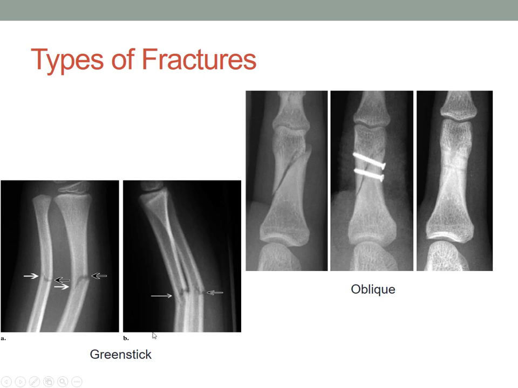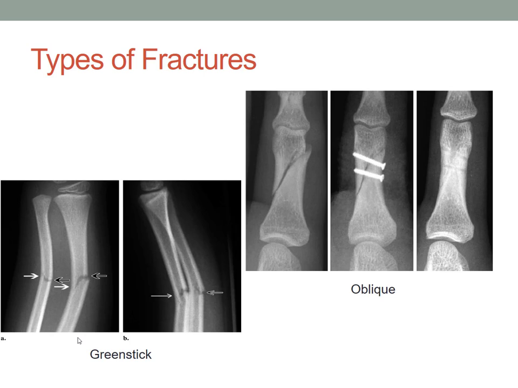A green stick fracture is a twisting type fracture. Oftentimes you see these in children when their bones have not fully hardened yet. The easiest way to remember a green stick fracture is if you pull a twig from a tree that is very green, and it's typically small, and you twist it, you will see this green stick type fracture.